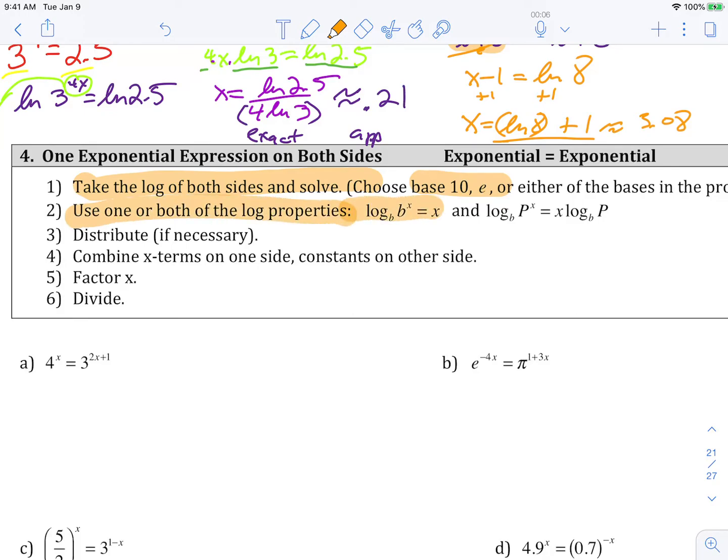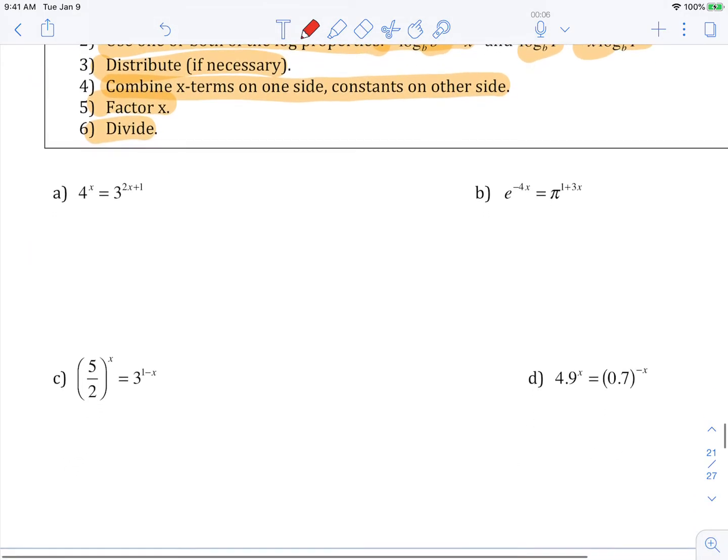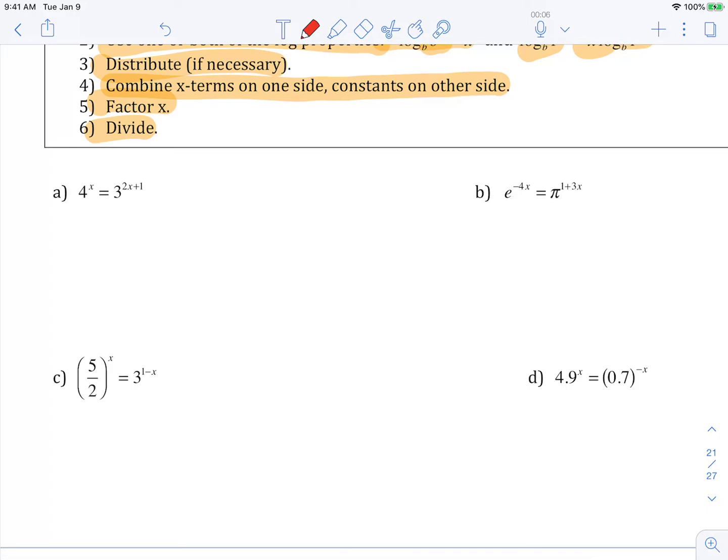Use one or both properties of logarithms. Notice how this has the same base and x is by itself, or this has, again, we're going to bring the x in front. We're going to use that one a lot. I told you guys earlier. Distribute if necessary, combine x terms on one side, constants on the other, factor x, divide. So these are very involved, long problems, okay, which, again, doesn't make it hard. It makes it just fun and more challenging. I like that. I like to challenge myself.